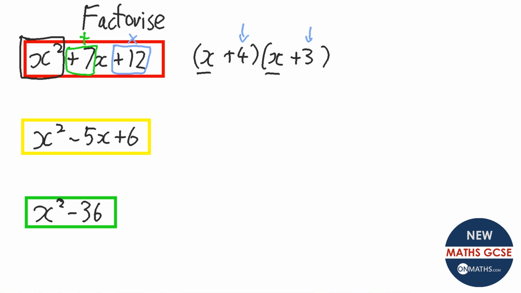Well, 4 plus 3 is 7. 4 times 3 is 12, so that works. Now you can check this by doing what we did before.